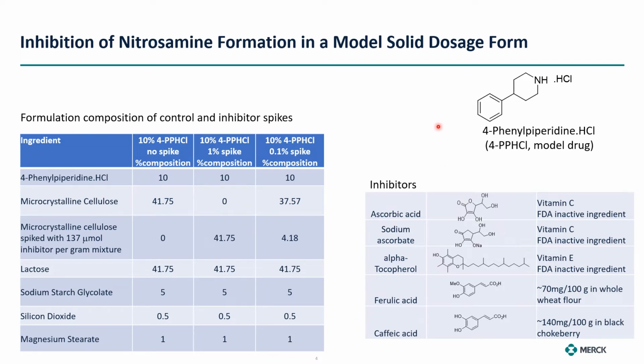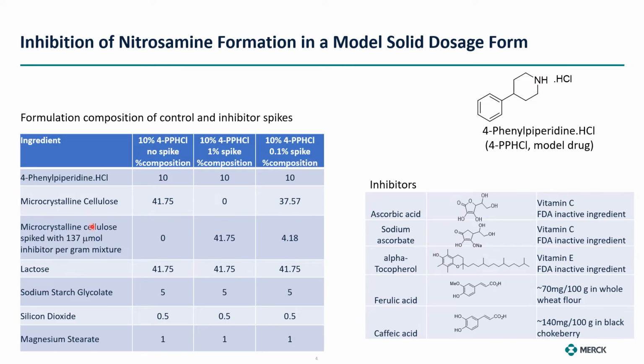Now, what we did, we used this amine as model drug and made tablets, 100 milligram tablets. And we made three types of 100 milligram tablets. In the first type, no inhibitor was spiked. In the second type of tablet, we had 1% inhibitor spike, about 1% by weight. And in the third type, we had 0.1% inhibitor spike.